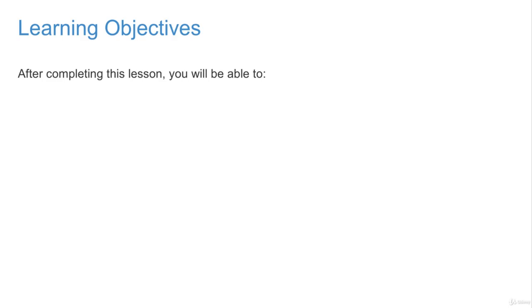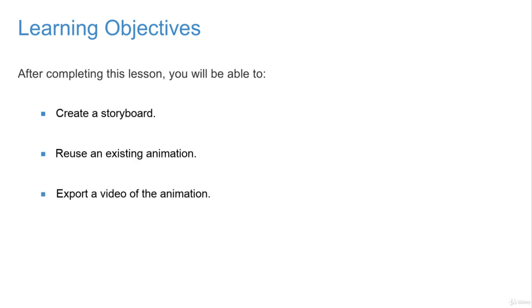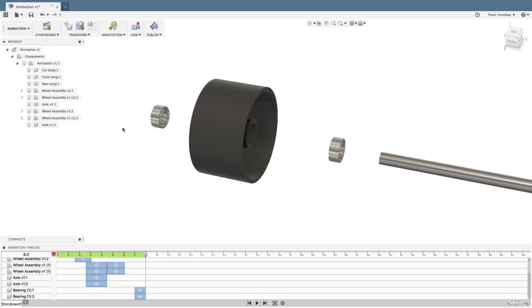After completing this lesson, you'll be able to create a storyboard, reuse an existing animation, and export a video of the animation. Continue from the previous exercise or open the F1 Car Animation 2 Fusion Archive file using the New Design from File tool. You might have to restore the animation workspace and then return the playhead back to the end of the animation timeline.